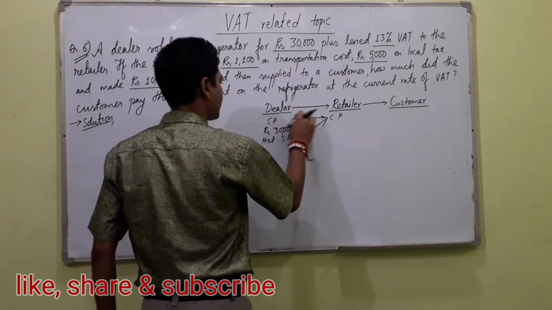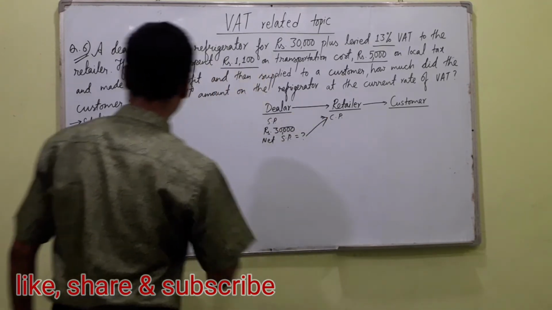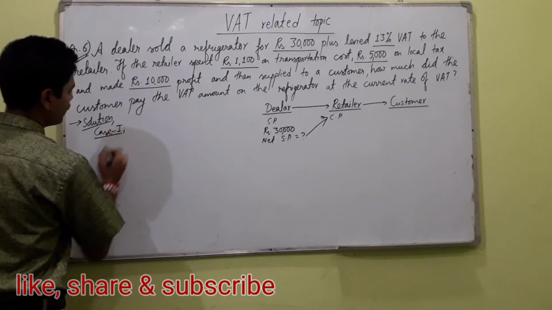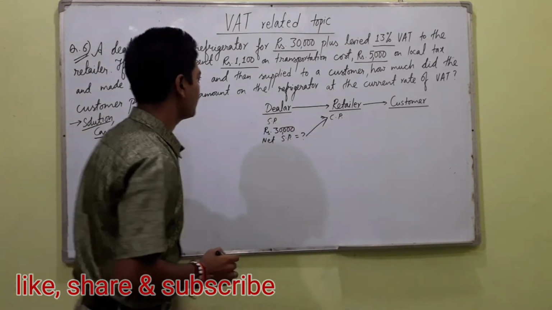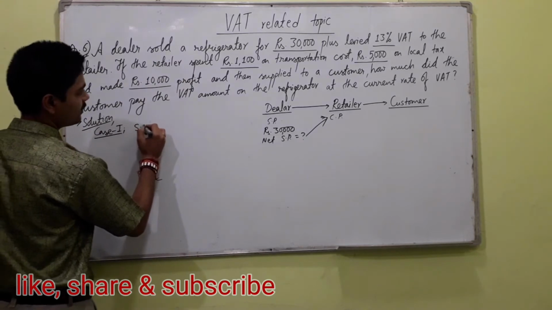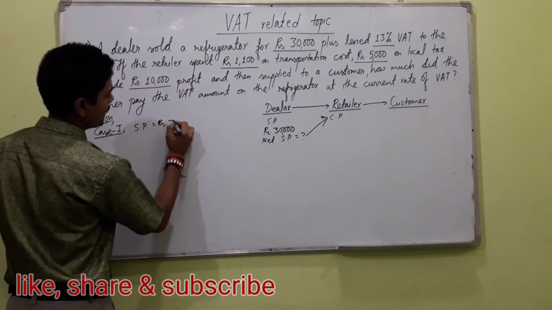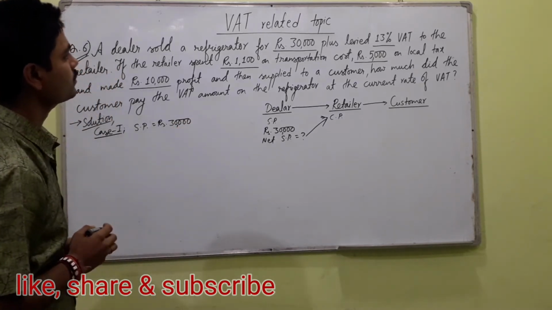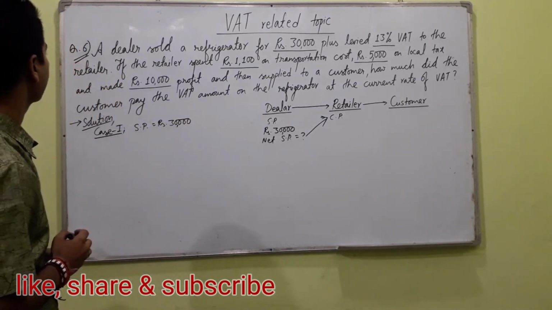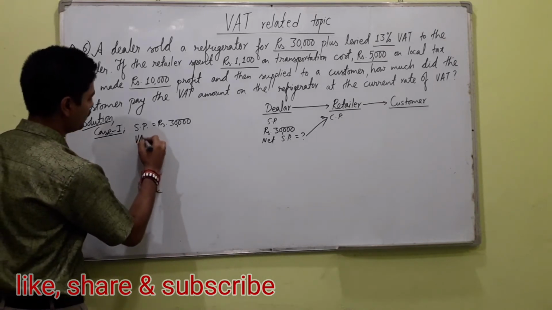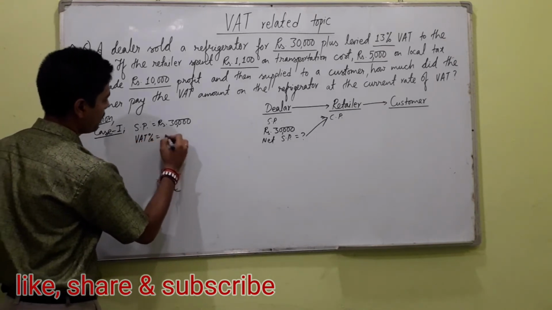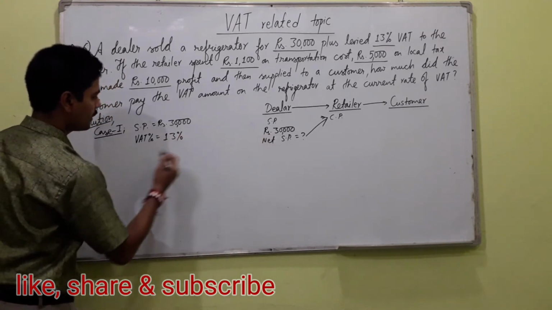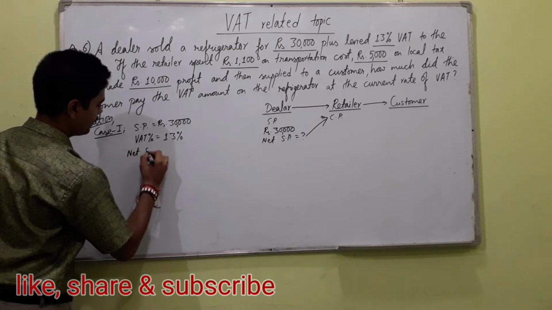So, let us mention the first case here. Case 1 is between the dealer and the retailer. Here the selling price is rupees 30,000 and the VAT percentage is 13%. Now for the retailer we need the net selling price.